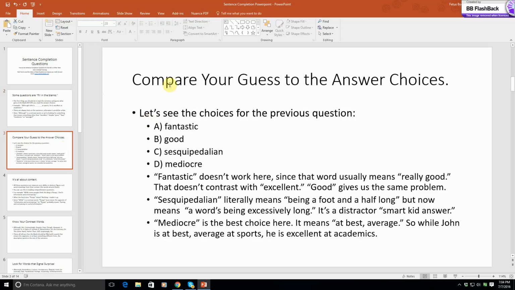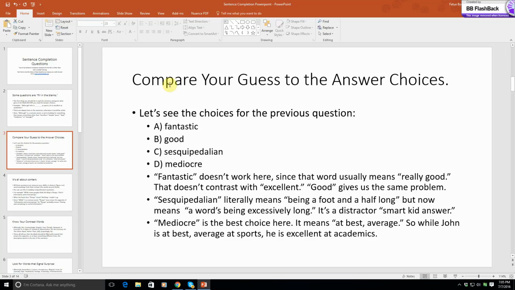We can try putting it in. Although John is fantastic at sports, he is excellent at academics. Meh, that doesn't make sense. Those don't contrast. Fantastic and excellent mean the same thing. Although John is good at sports, he is excellent at academics. It could be. You could say, well, he's only good at sports, but he's excellent at academics. But let's move on. Although John is sesquipedalian at sports, he is excellent at academics.